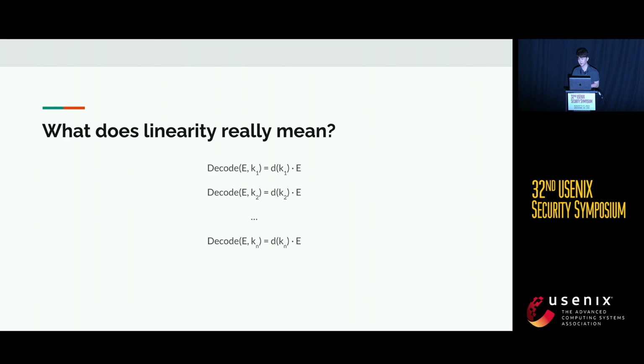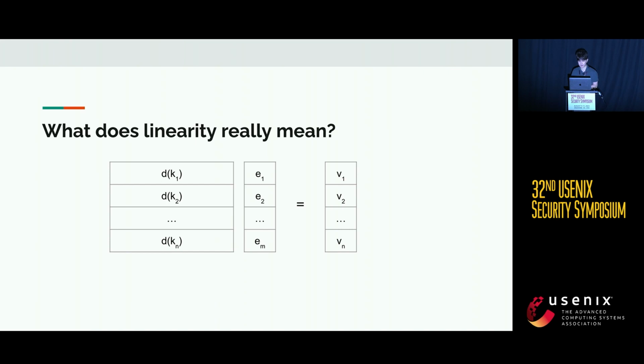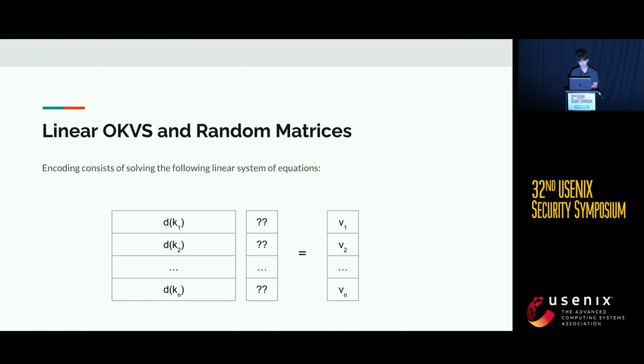So what does linearity really mean? It has to satisfy these n relationships. If we represent these as matrices, we get these linear relationships here. This really means that encoding essentially consists of solving the following system of linear equations.